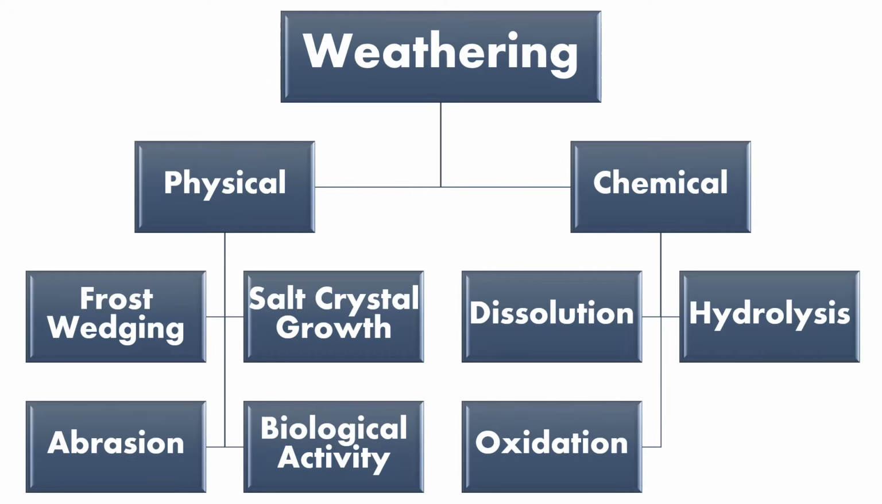In-establish natin sa nakaraang video lesson that there are two types of weathering. It could be physical or chemical, and here are the different subtypes of weathering. Dagdagan ko lang ng kaunti ang mga types na nandito under physical weathering.